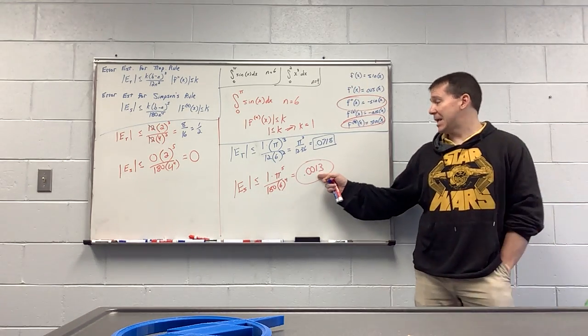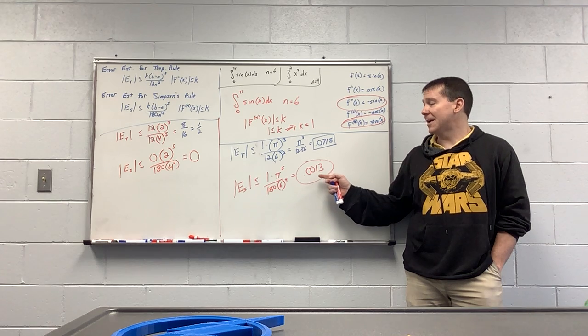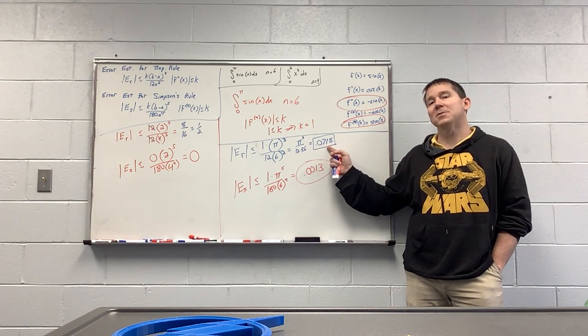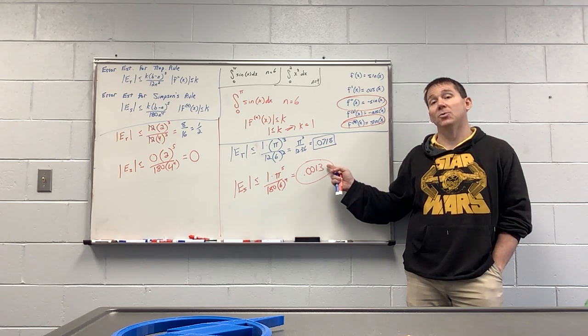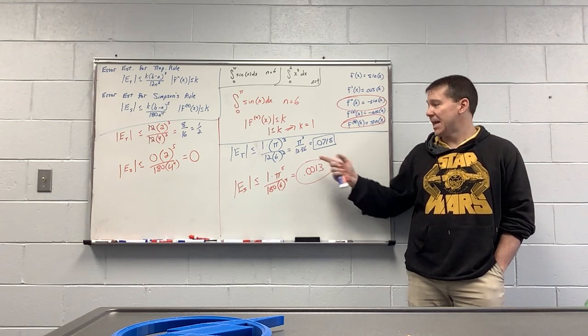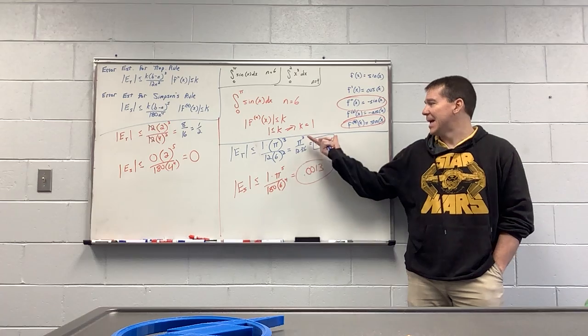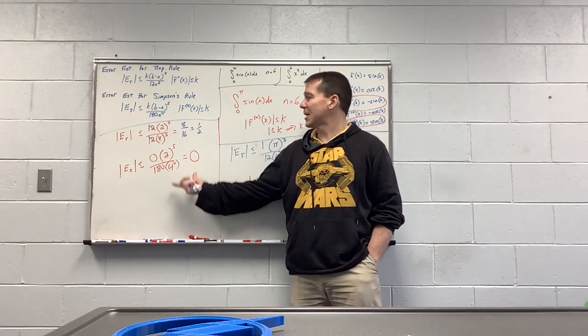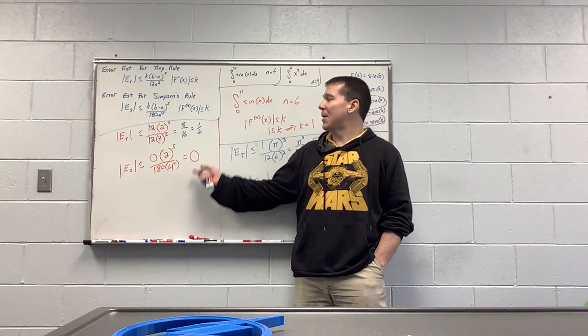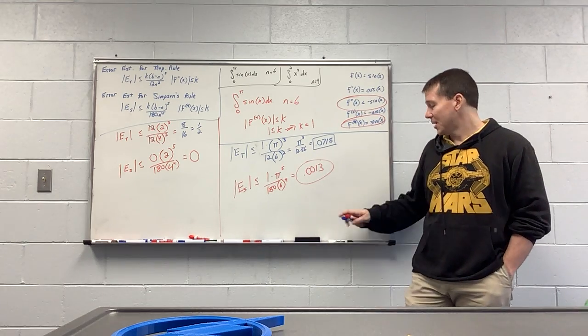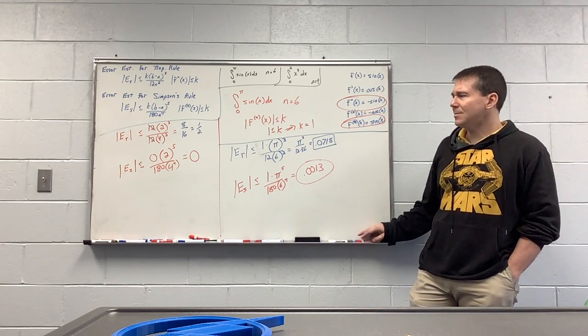And again, here we see the error that I get for Simpson's will be a lot smaller than the error I get for the trapezoidal rule, which makes sense. This requires more work. It should be more exact. And according to this, just like we saw here, the bound of my error is much smaller. So that's a good thing.